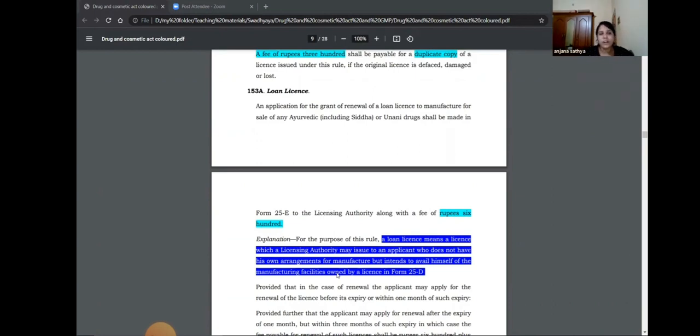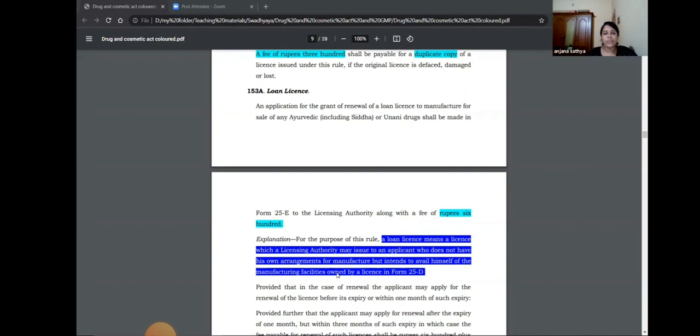The loan license means if you do not have a pharmacy or a production setup to manufacture Ayurveda, Siddha and Unani medicine, but you wish to manufacture your own medicine, you can use a pharmacy which has a drug and cosmetic license. You can use their provision or their manufacturing setups to manufacture your own medicine. So you are actually getting a loan license. You are actually using their license as a loan. That is the meaning of loan license.